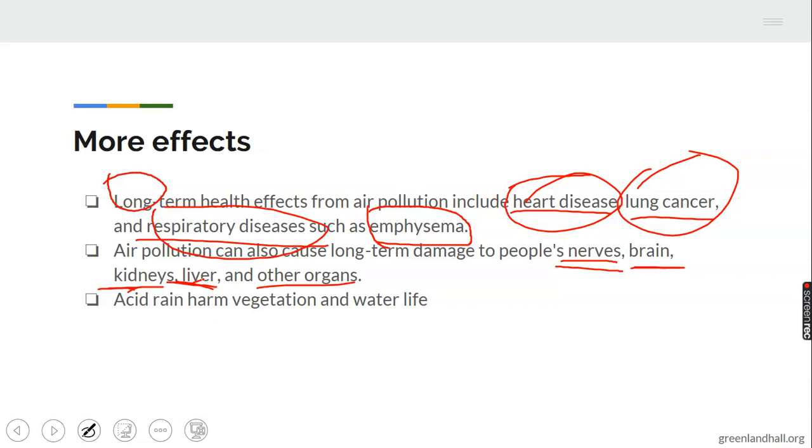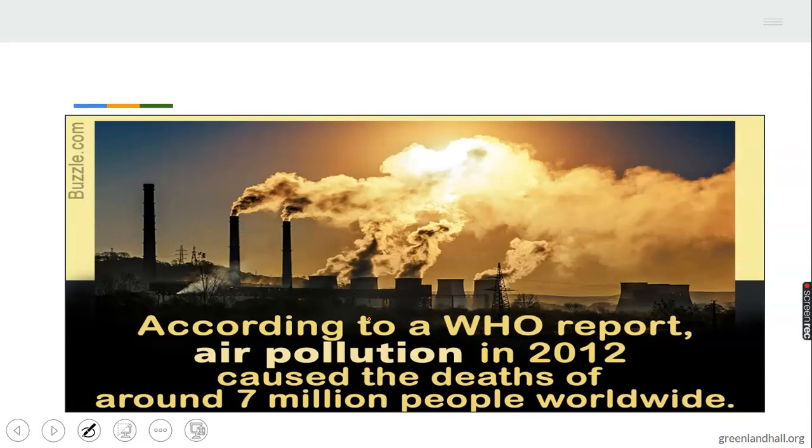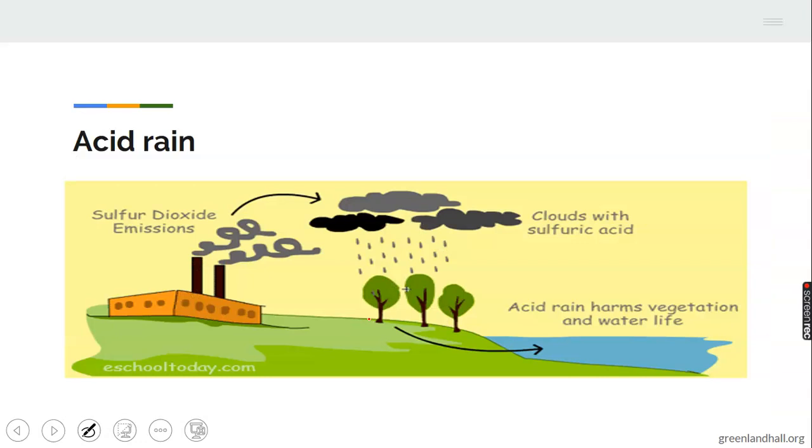Then I have another one here which is a bit strange. I will have to explain it to you in picture form. It says acid rain harms vegetation and water life. What do I mean? Let me show you the picture, and then from the picture we'll explain it better. Acid rain harms vegetation and water life. Now, what do I mean by that? Look at this picture. Acid rain. I have termed it acid rain.